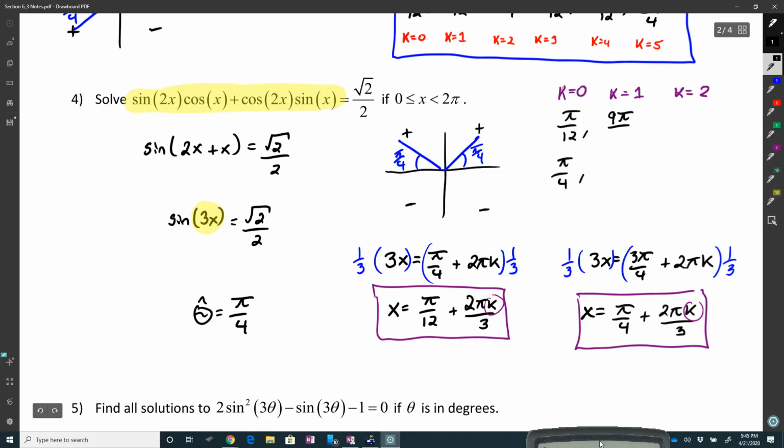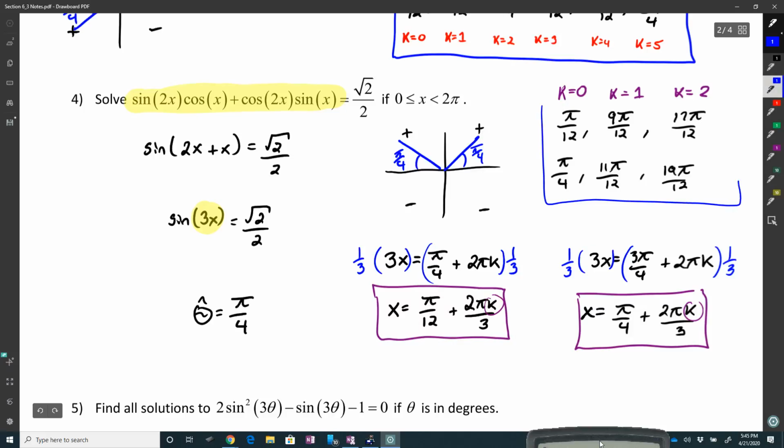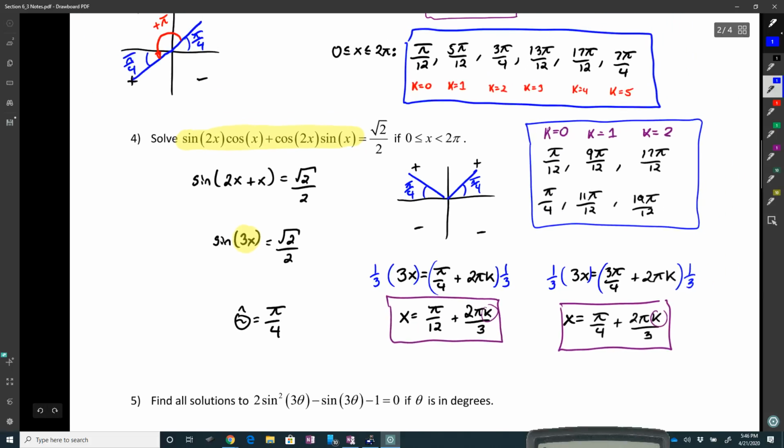I'll just write it out. 9 pi over 12, 11 pi over 12, which could simplify. And then if you plug in 2, you get 17 pi over 12. If you plug in 2 into the other one, you get 19 pi over 12. And so that's what you would get if you wanted to list them out, all the answers between 0 and 2 pi. All right.